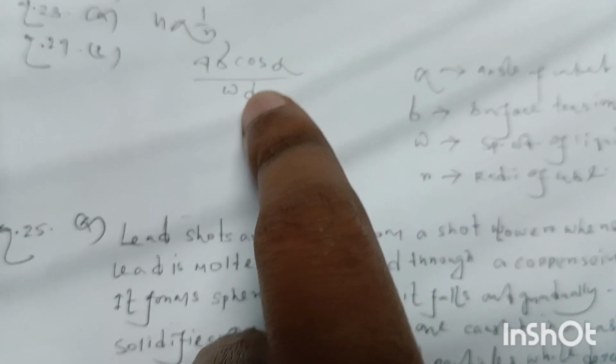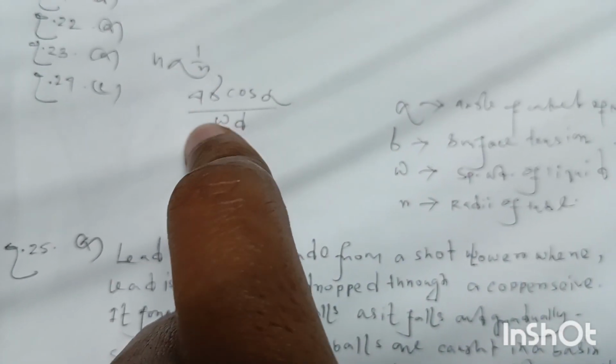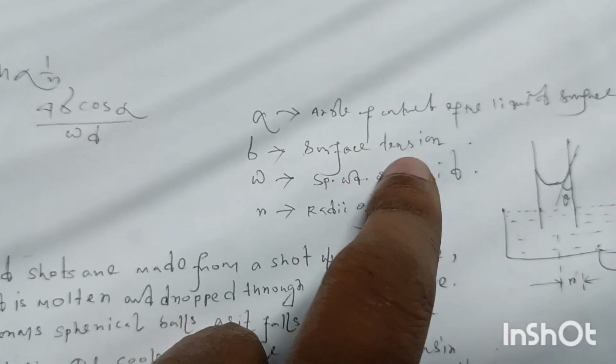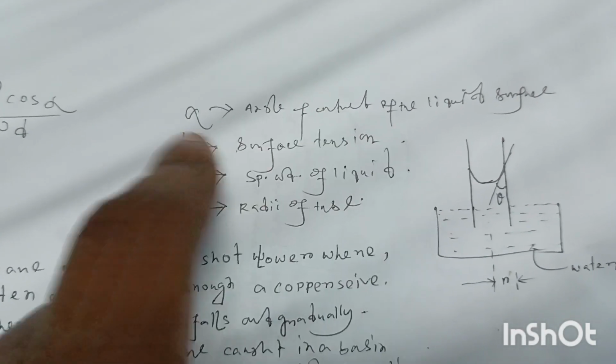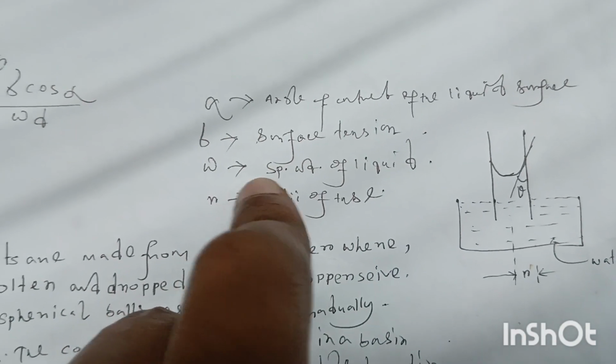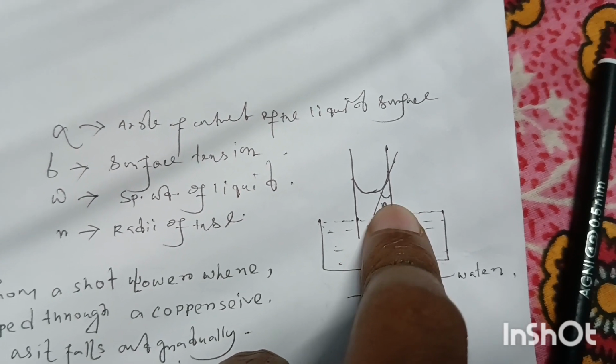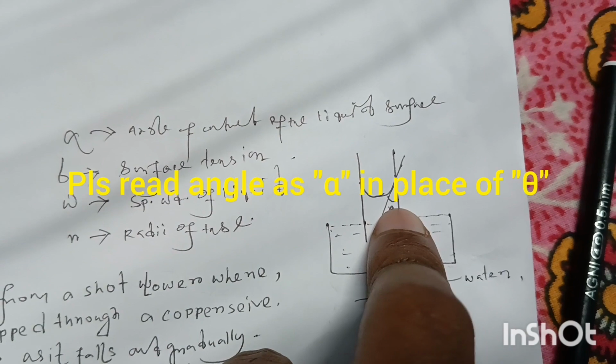The formula for capillary rise h is equal to 4 sigma cos alpha divided by w d. Alpha is the angle of contact of the liquid surface, sigma is the surface tension, w is the specific weight of the liquid, and d is the diameter of the tube. This is the angle of contact, it will be alpha. I have written theta.